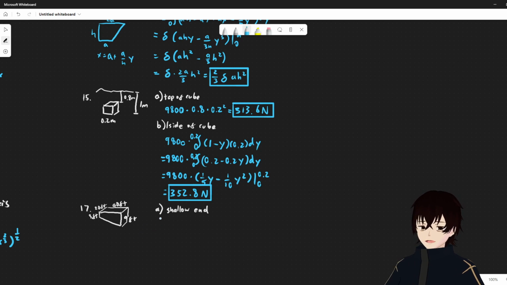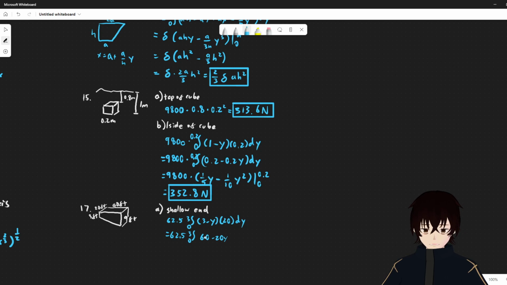We have foot, so we need 62.5. That is 62.5 times the integral from 0 to 3 of 3 minus y times 20. Okay, this might not be so bad. Just rewrite it, expand it out. Keep rewriting. Now we take the integral.